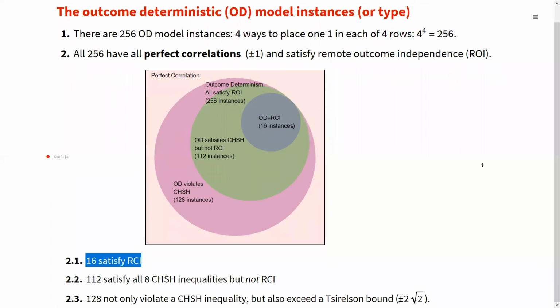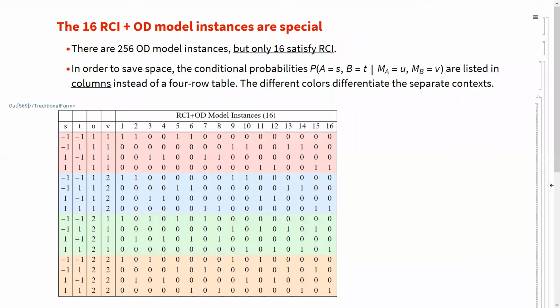Those are very crucial. And the reason they're crucial is that these 16, well, first of all, let me show you what they are. These are the 16. The columns show the model instance. I couldn't put 16 tables up here, so I compressed them into columns. The colors differentiate the rows in the standard table. So the first pink is the first row, blue's the second row, green's the third row. You notice no matter which one you choose, there's exactly one 1 in each color and 3 zeros in each color for every model. And that's true for these RCI plus OD model instances.